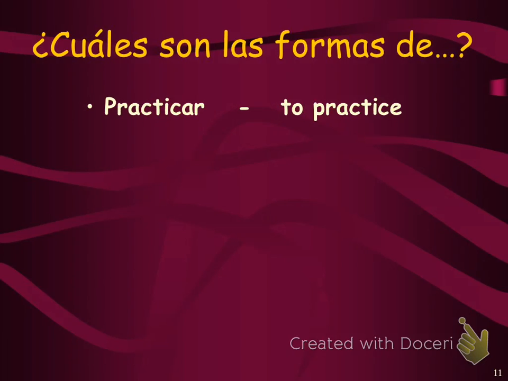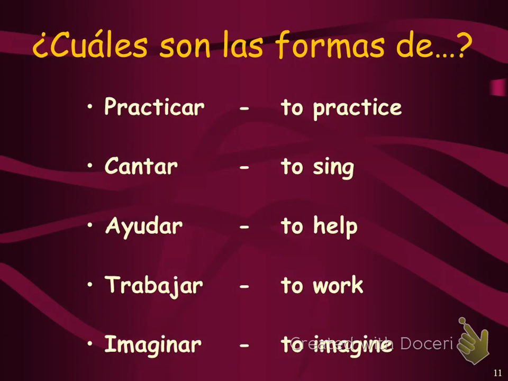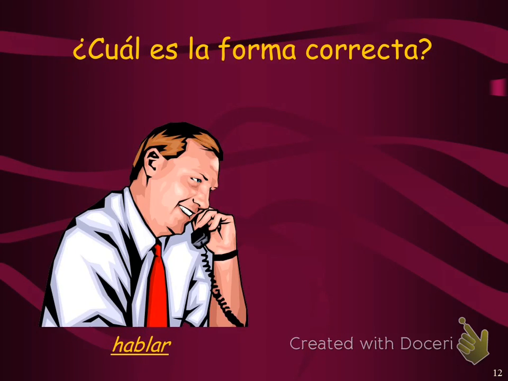All right, so practicar is to practice. And cantar, ayudar, trabajar, just extra verbs there. There's the right forms. Hablar, how do we conjugate it? Okay. For mi amigo y yo. Hablamos. Right, because it's my friend and I speaking, so it would be plural, and I am included, so it'd be the top box.